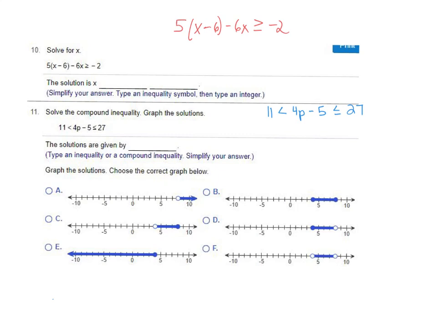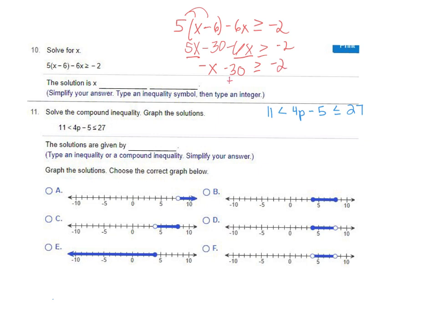All right, so for number 10, we are solving the inequality for x. So we're going to have to do the distributive property here. So we have 5x minus 30 minus 6x is greater than or equal to negative 2. And so when we take 5x minus 6x and combine like terms, we will have negative x minus 30 is greater than or equal to negative 2.